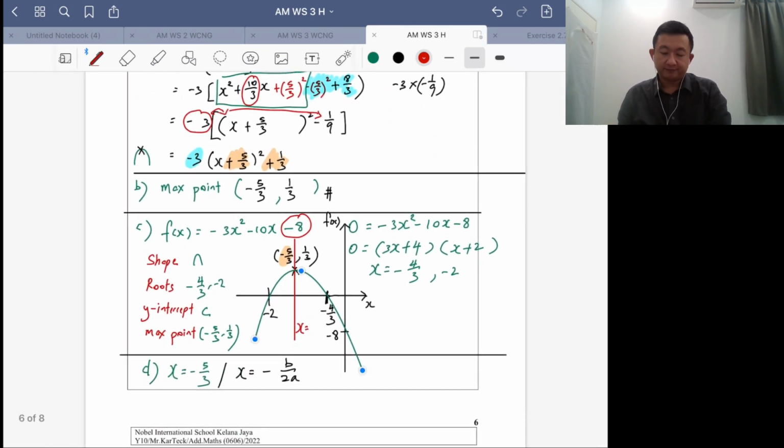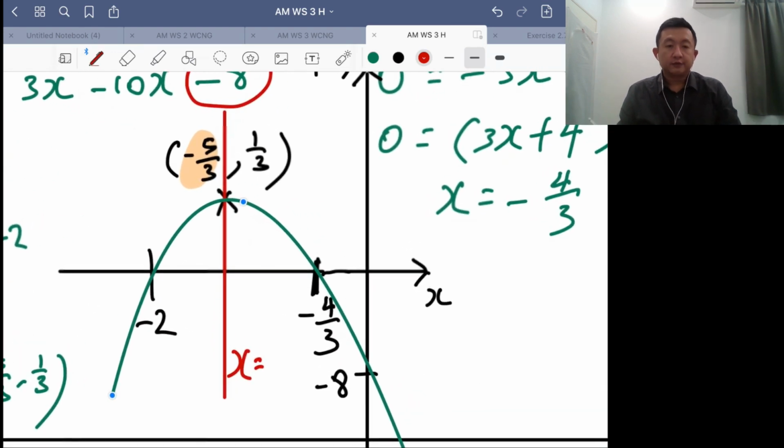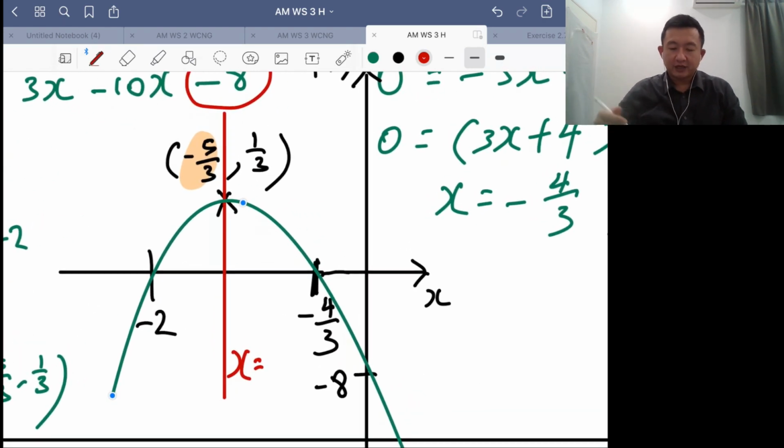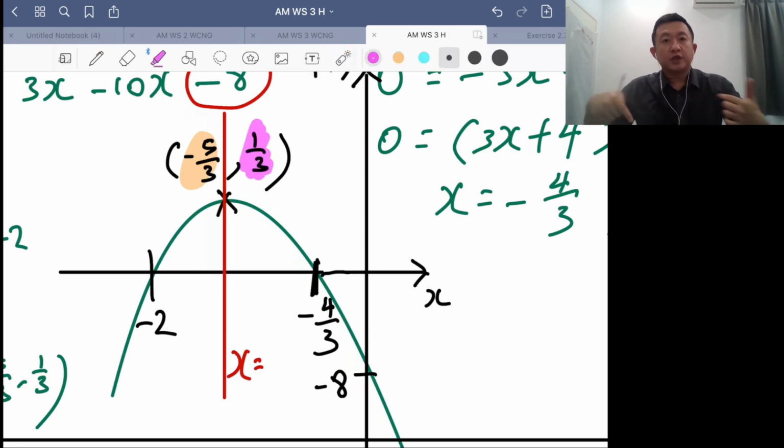So we look at this one. Hey, this is an n-shaped graph. The highest point you can get is 1/3 for y. Am I okay? This is the highest point. How about the lowest point? Do we know the lowest point?